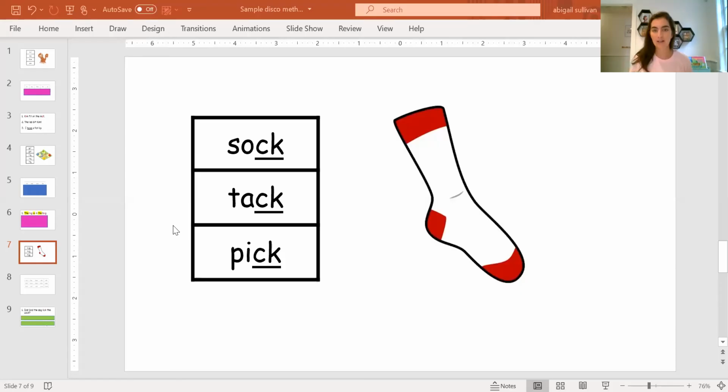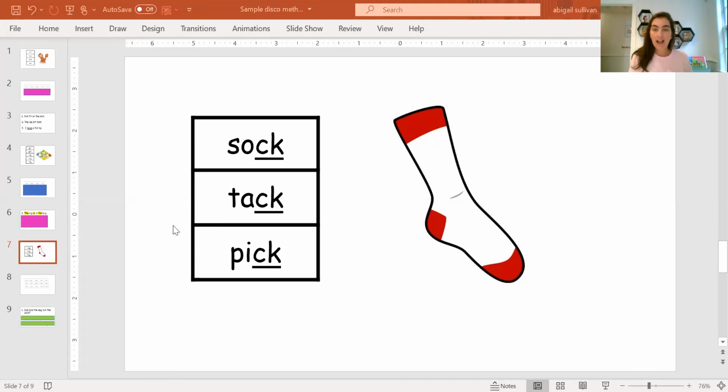Ooh, something I didn't ask you about this particular digraph, something unusual about this one, is where do you see it in the word? Beginning or end? End, yes. CK only comes at the end, okay? So everything we learned about C and K and spelling at the beginning of words, keep that. This is only going to be at the end of your words.